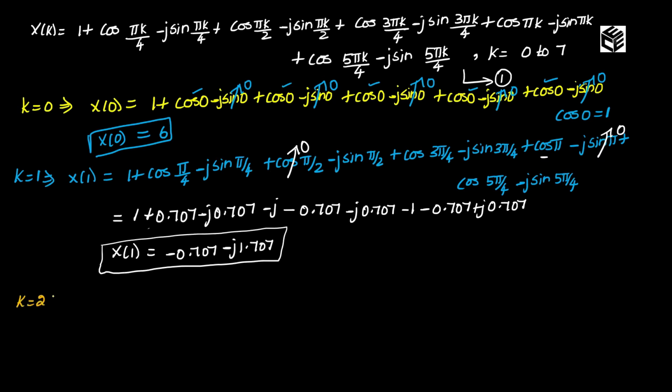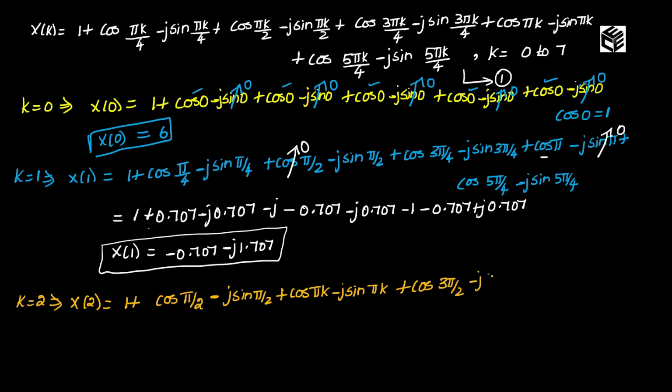Going to apply the value of k as 2, my expression becomes x of 2 is equal to 1 plus cos. If I apply the value of k as 2, what happens? Pi by 2, right? cos pi by 2 minus j sin pi by 2 plus cos pi minus j sin pi plus cos 3 pi by 2 minus j sin 3 pi by 2 plus cos 2 pi minus j sin 2 pi plus cos 5 pi by 2 minus j sin 5 pi by 2.